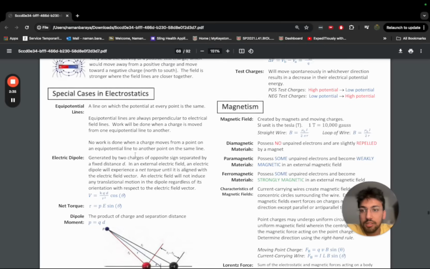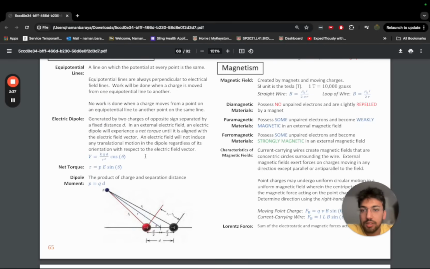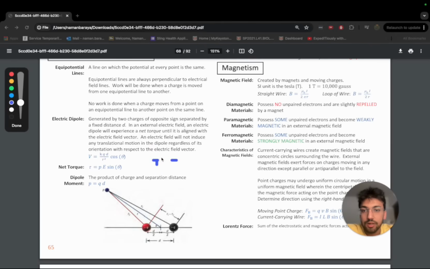Okay, the next thing to talk about is electric dipoles. Electric dipoles are just when you have a positive charge and a negative charge right next to each other. Basically all this is saying is that there's going to be a net torque on this dipole when it's situated in an electric field. So let's see if I can find an example.